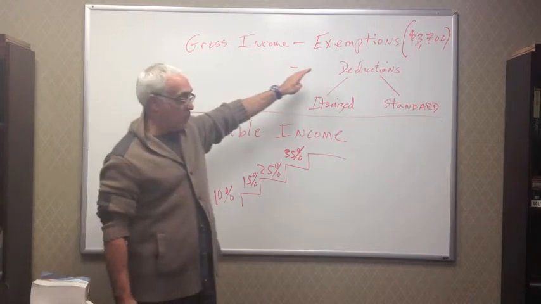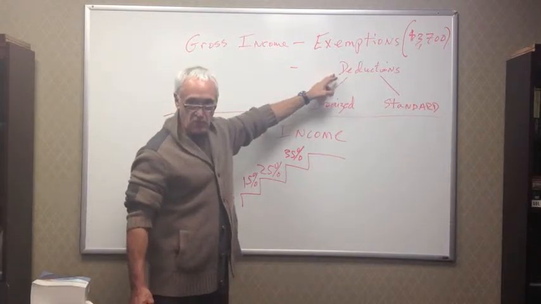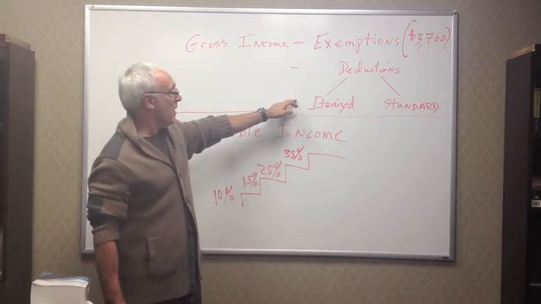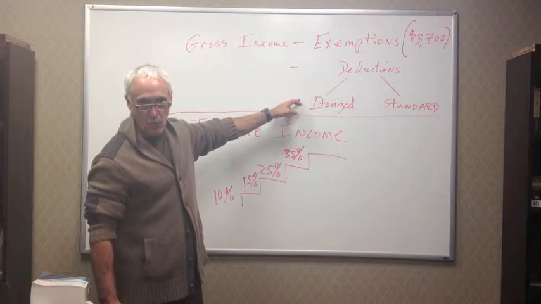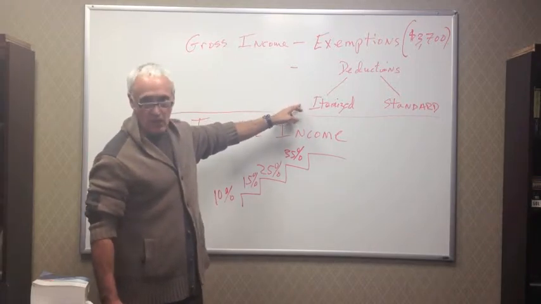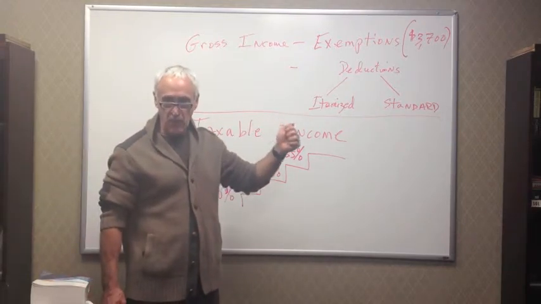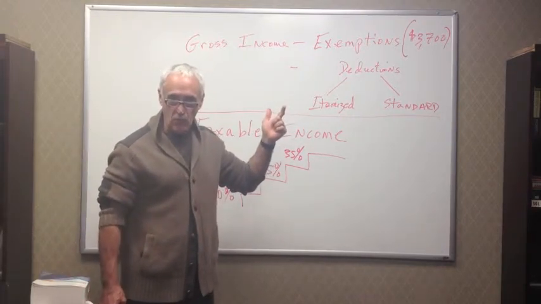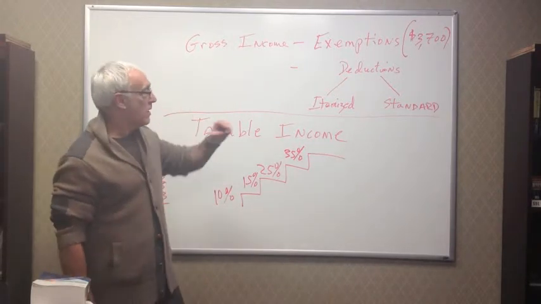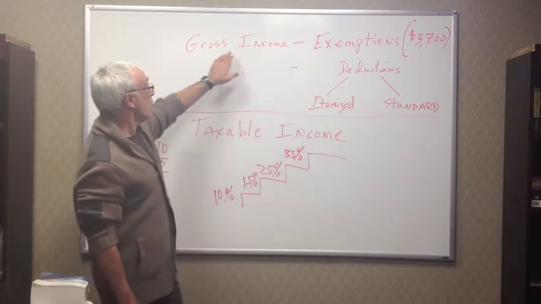The next category of reductions are called, appropriately enough, deductions. And there are two categories of deductions. There are itemized deductions. Now, this is for people who want to keep a record of certain expense categories. The three big itemized deductions are charitable contributions, real estate taxes for those who own a home, and interest on a mortgage for those who own real estate. Those are your itemized deductions, and they will reduce your gross income.